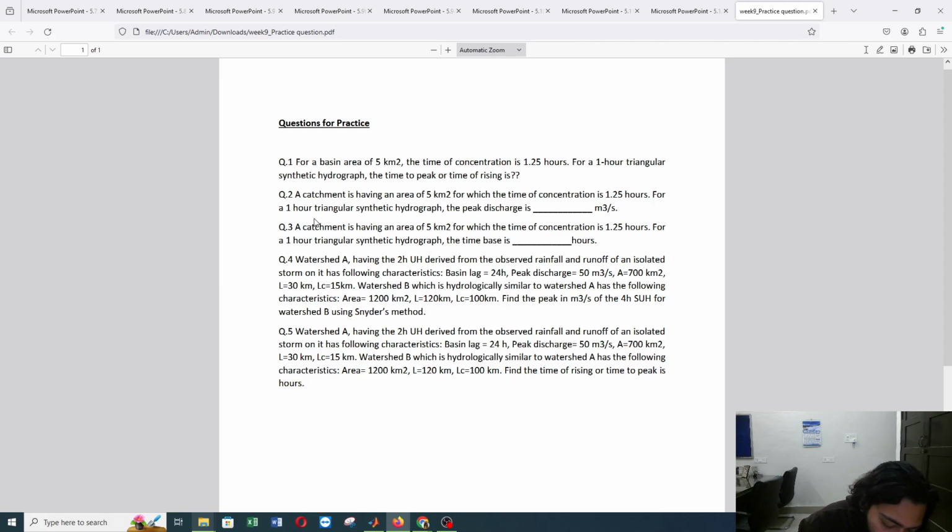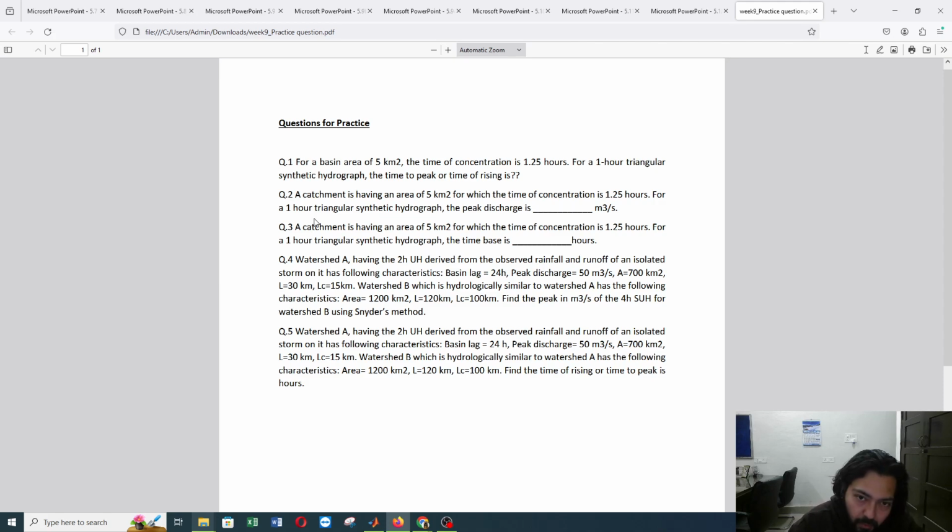Question number 1 says that for a basin area of 5 km square, the time of concentration TC is 1.25 hours, right? And for a 1 hour triangular synthetic hydrograph, they ask for the time to peak. So the duration of rainfall is 1 hour, and we are asked to calculate TP. This is a new question based on the synthetic unit hydrograph, that is the SCS dimensionless synthetic unit hydrograph.